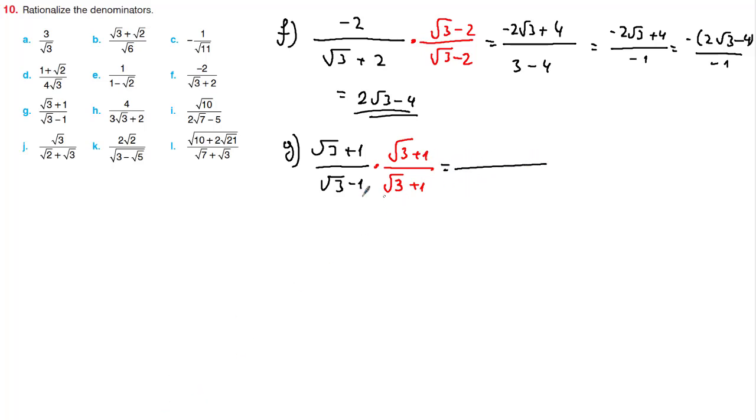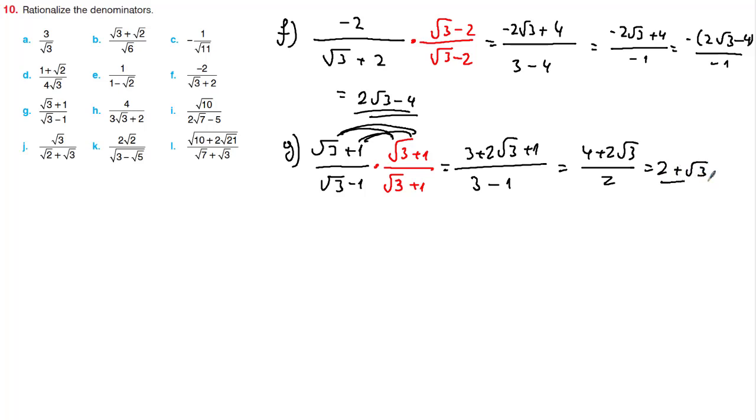And let's skip some steps. Square root of 3 times square root of 3 is 3 minus 1. On the numerator, you'll get 3 plus 2 root of 3 plus 1 after performing multiplication here. So you get 4 plus 2 root of 3 over 2. That makes it 2 plus root of 3 under G.